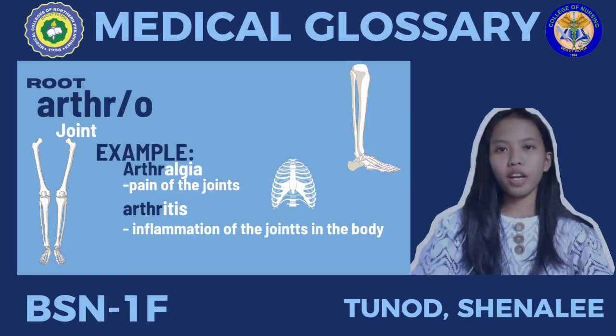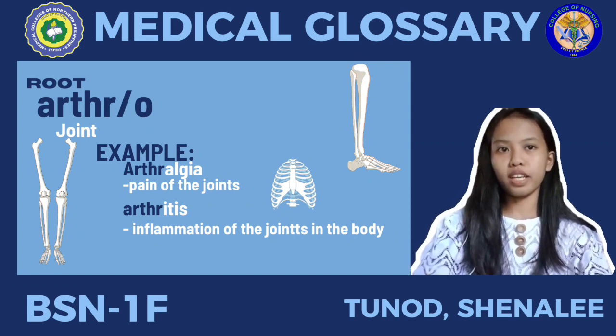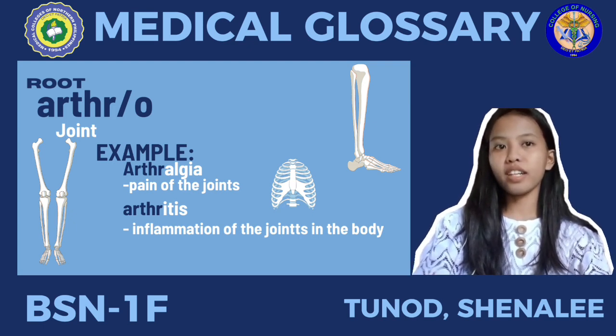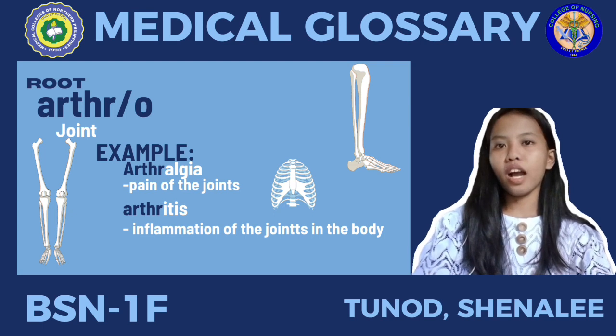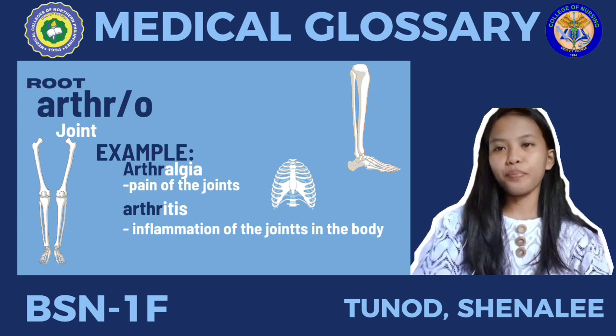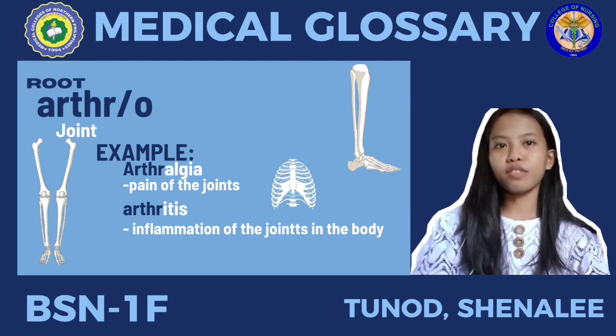Arthro. A root word meaning joint, as in arthropathy and arthroscopic. Before a vowel, it becomes arthr, as in arthralgia and arthritis. One example of this is arthralgia, wherein arthr means joint and algia means pain. Therefore, arthralgia is the pain of the joints.